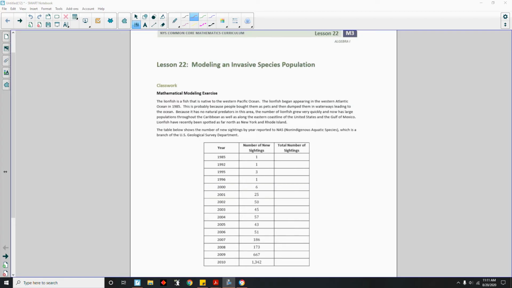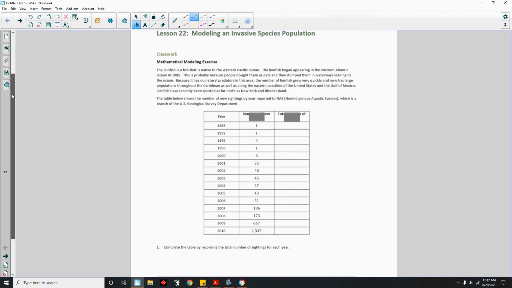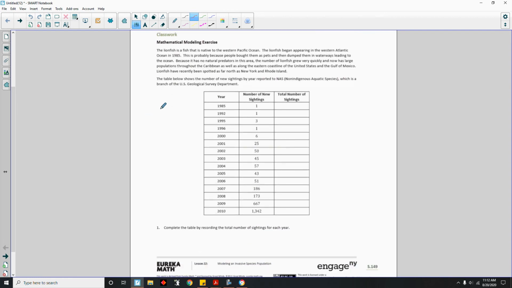Welcome to Lesson 22, Modeling an Invasive Species Population. Invasive species. What is an invasive species? Well, that is something that is not supposed to be in a certain location on our planet. And it got there somehow, usually by us humans. And then once it's there, it does not have any natural predators, and it just wreaks havoc on the population of its prey. So that's what an invasive species is and does, basically.